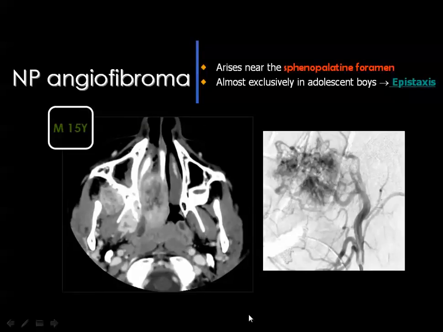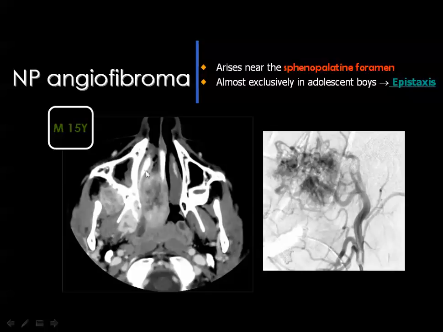Also, nasopharyngeal angiofibroma is a benign lesion which is partly seen in the nasopharynx and partly seen in the nose. This tumor arises near the sphenopalatine foramen, and this foramen is located exactly here at the apex of the maxillary sinus between the sinus and the pterygoid blades. This is the initial site for the nasopharyngeal angiofibroma.